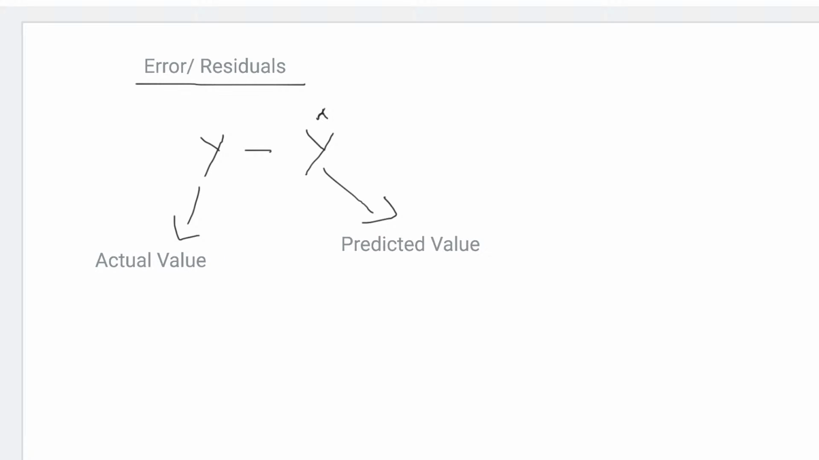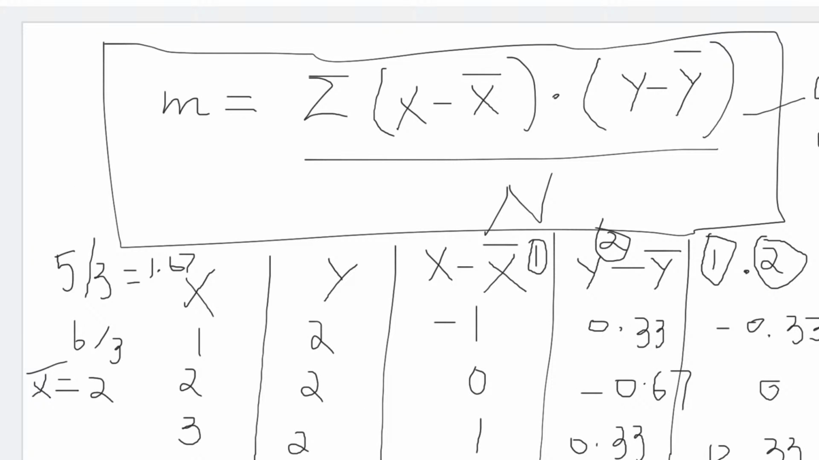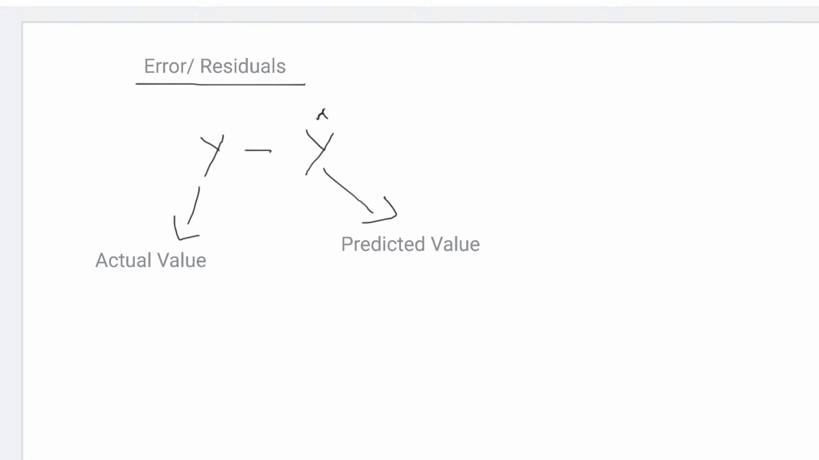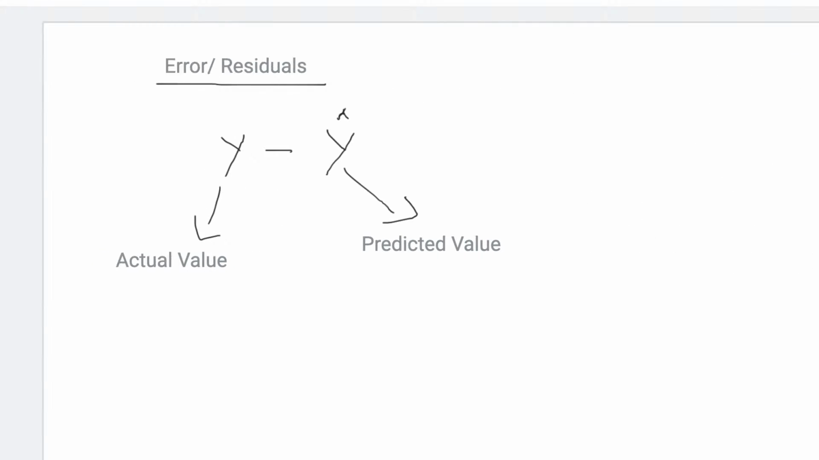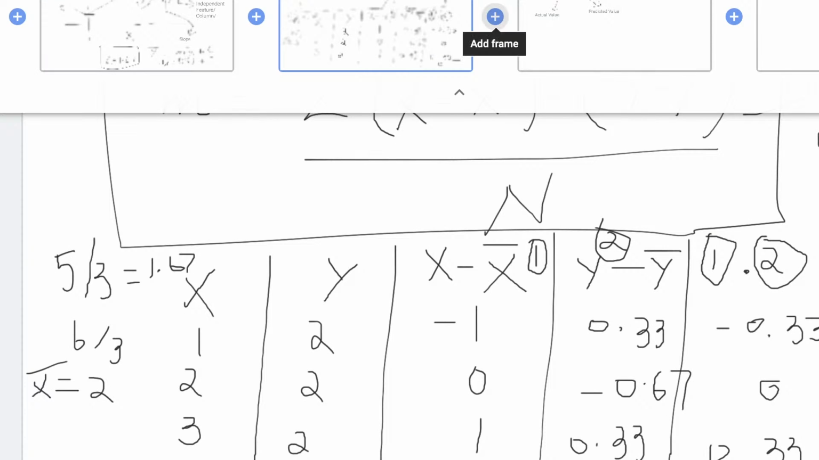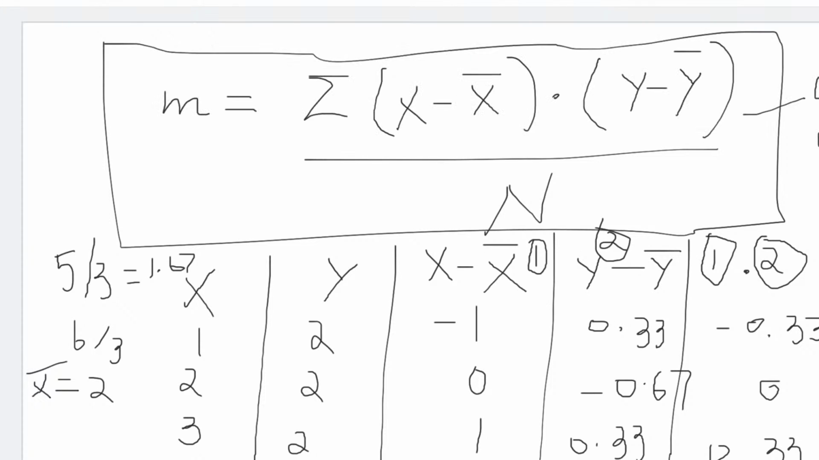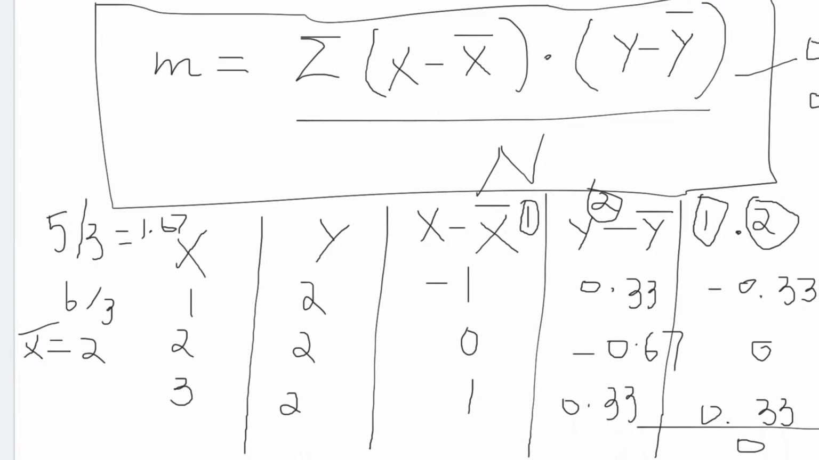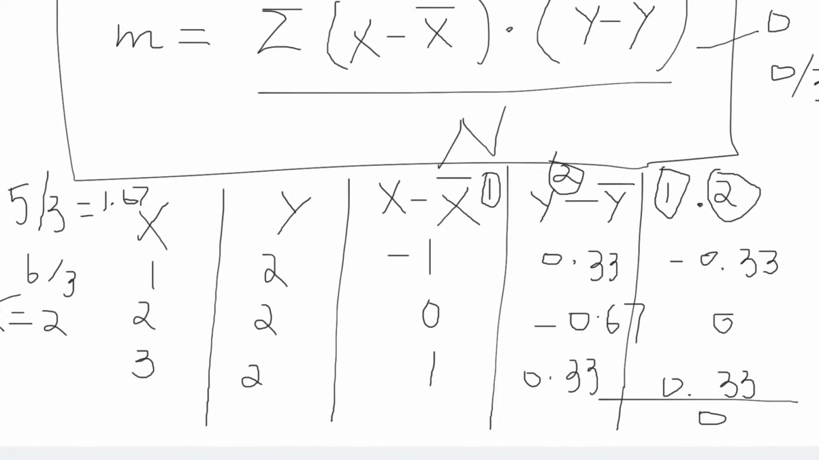Now, how do we calculate the predicted value inside these three data points? Let us have a look at that. Let me create one more slide in between. So we calculated till the summation of x minus x bar into y minus y bar. We calculated c, which is equivalent to 1.67.